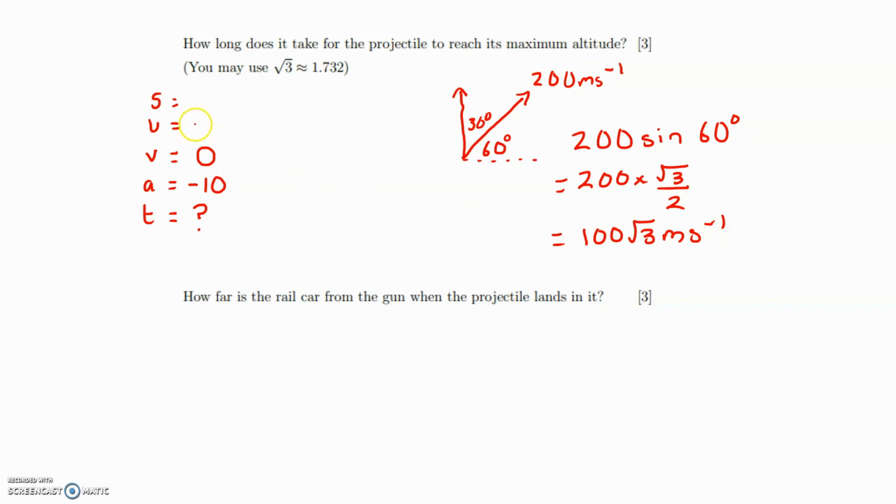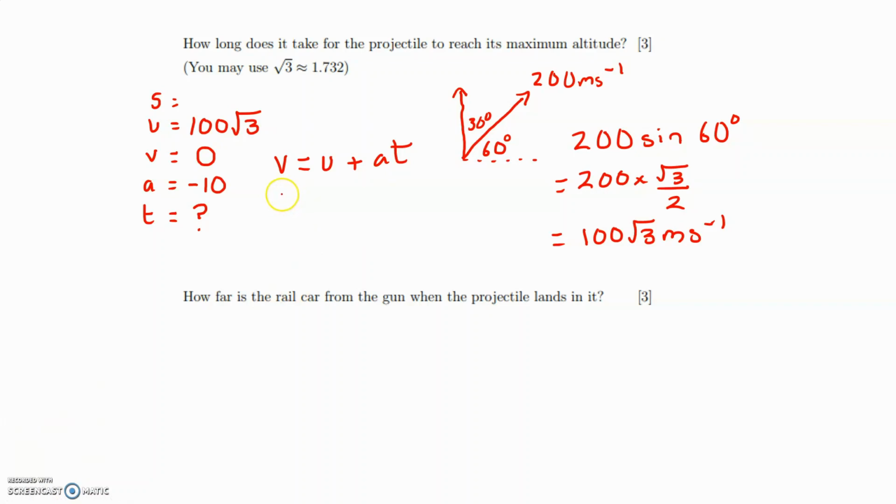So we now know our vertical component of the launch velocity, which is 100 √3. So we can now use the SUVAT equation. What are the SUVAT equations to work out the time? And we've got v equals u plus at. Let's put our numbers in.